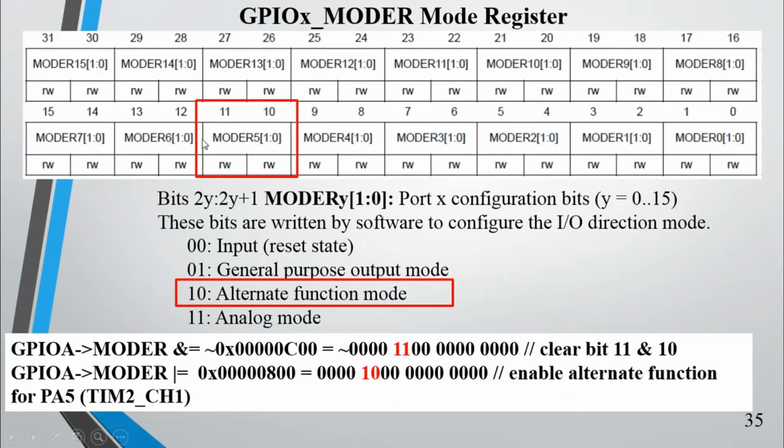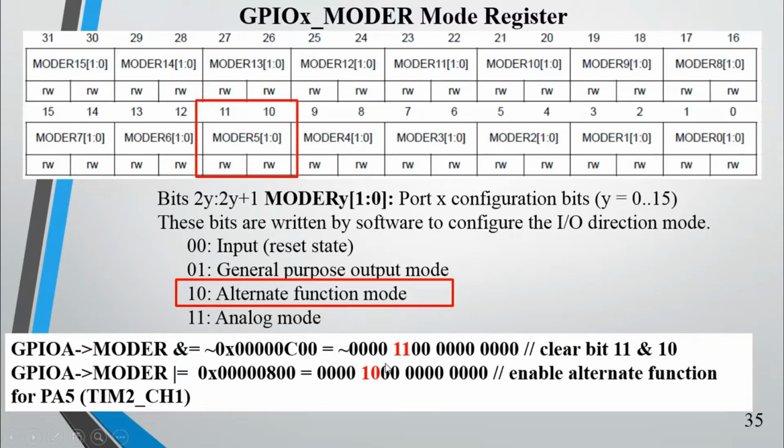And what functionality do you need to configure this with? Alternate functionality. In some of the other classes, we have configured this pin as input, and similarly, you have configured it as output. But now, what do you need to do? You need to configure it as alternate function mode. So what value should you write? You need to write 1, 0. Bit number 11 should be 1, bit 10 should be 0.